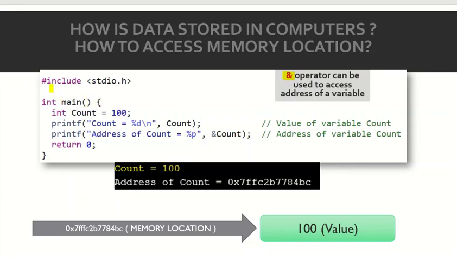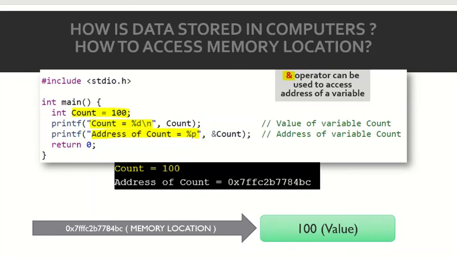So in this example, we shall see how a value is stored in a system. I have initialized a variable count equal to 100. This 100 will be stored in a particular memory location, and this location can be accessed using the ampersand operator. So here I am printing the value of the count and the address of the count.